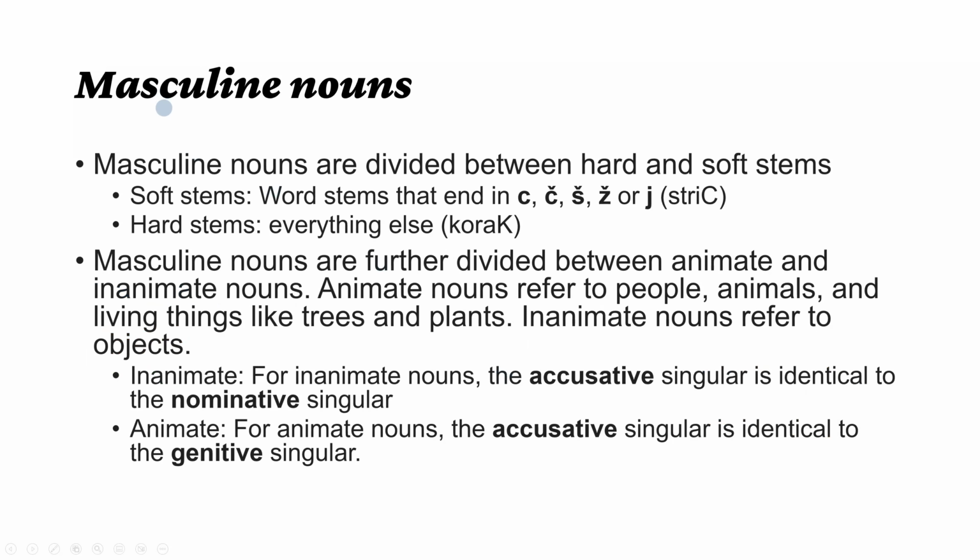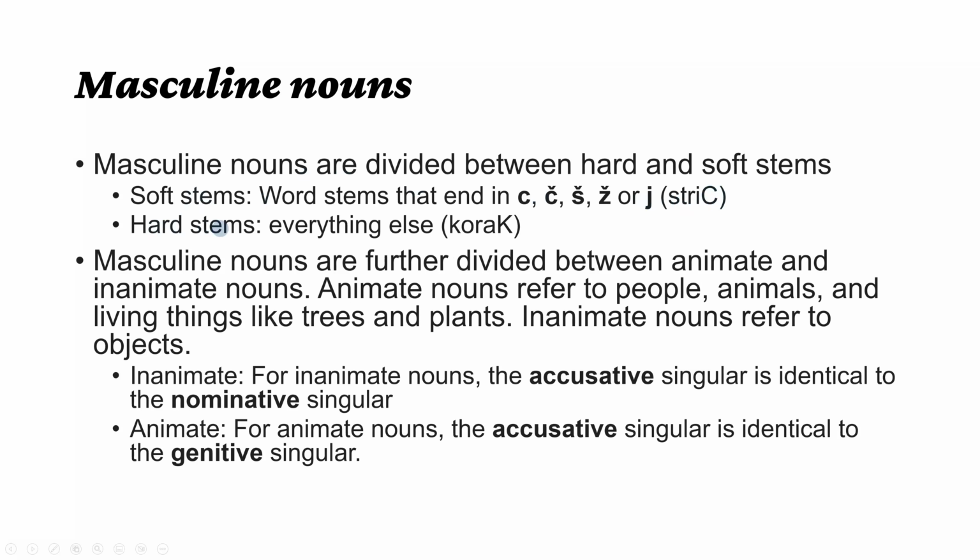Okay, at first we will learn masculine nouns. Masculine nouns are divided between hard and soft stems. What does this mean? Basically, we have hard stems and soft stems. Soft stems are words which end in c, č, š, ž, or j. For instance, the word stric, which means uncle. As you can see here, we have c at the end. So stric is a soft stem.